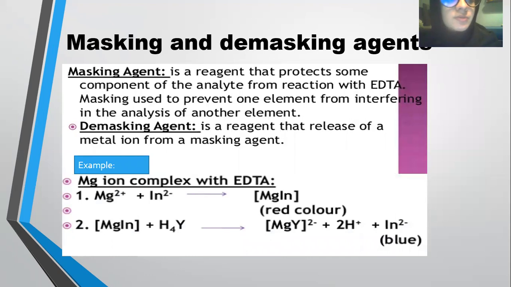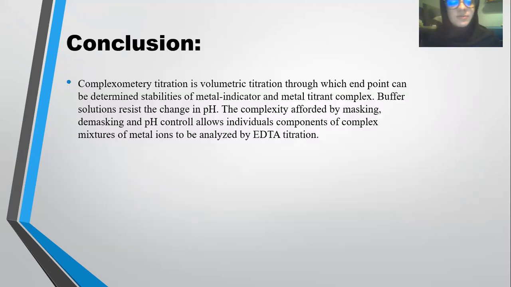Masking and demasking agents. A masking agent is a reagent that protects some components of the analyte from reacting with the EDTA. Masking is used to prevent one element from interfering in the analysis of another element. Demasking is the release of the metal ion from the masking agent. There is an example of magnesium, and there is a complex, and the second example I considered in the previous slide.